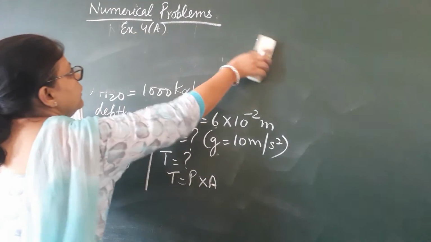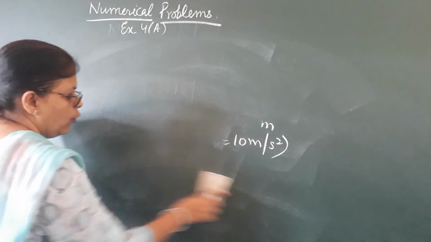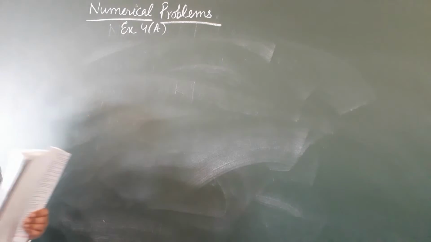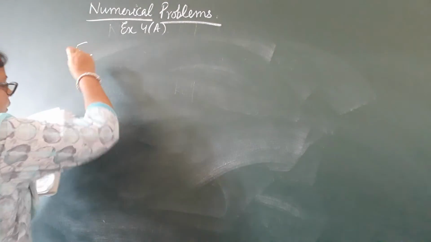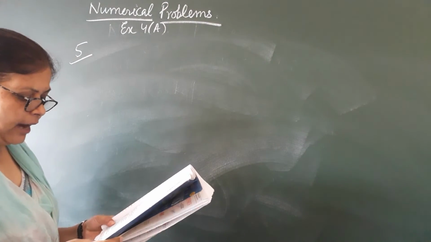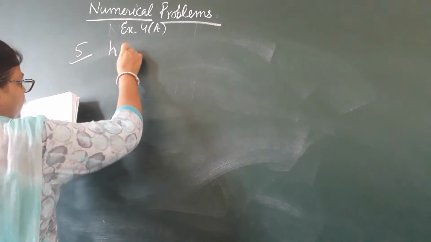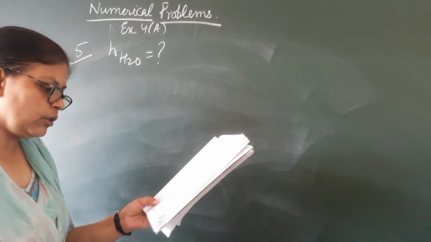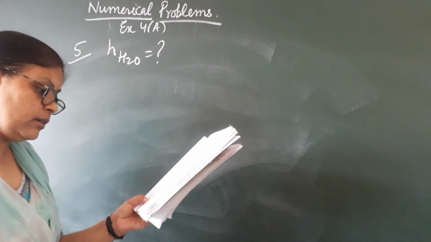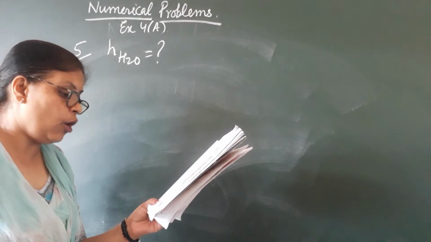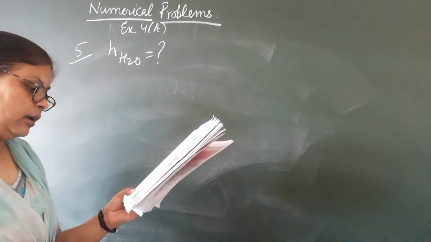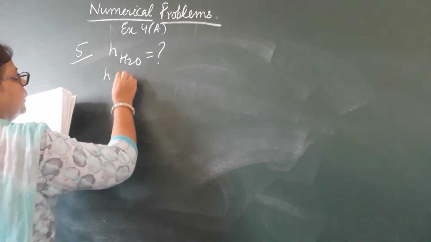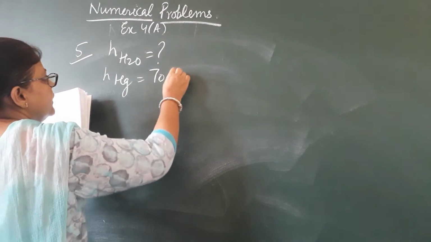Okay, now we move to the fifth question. I hope you are able to follow the numericals children. The calculations I agree are a little tough but not all that difficult. Fifth question is calculate the height of the water. So you are supposed to find out height of water, is equal to question mark, which will exert on the base the same pressure as 70 centimeter column of mercury. Now here 70 centimeter column of mercury corresponds to height of mercury. So that will write 70 centimeters.